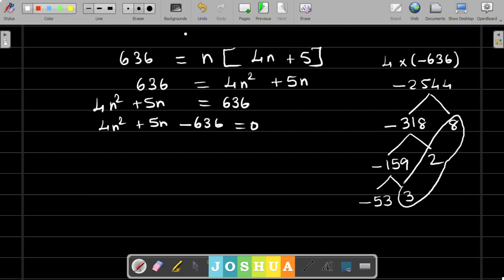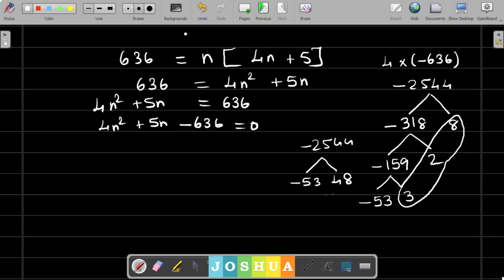Multiply everything. So what answer is this? 3 2s are 6, 6 8s are 48. So what I can come to conclude is that minus 2544 will have two factors. One is minus 53, another is 48.